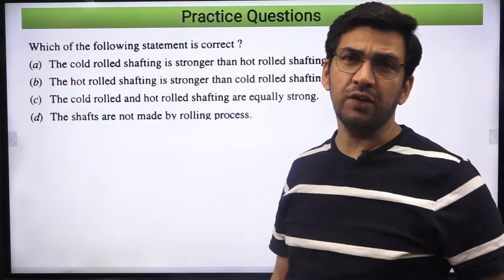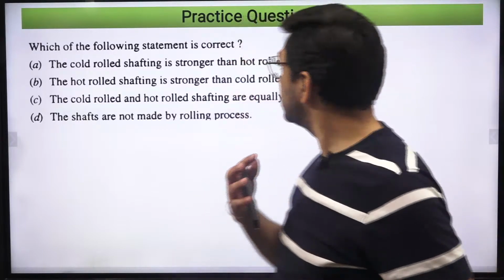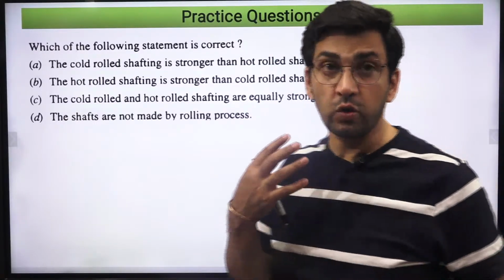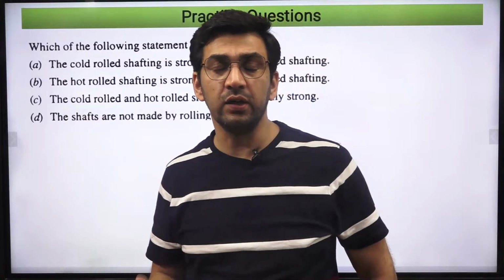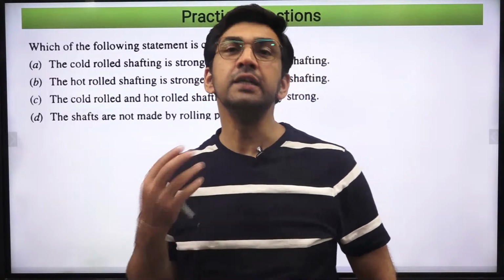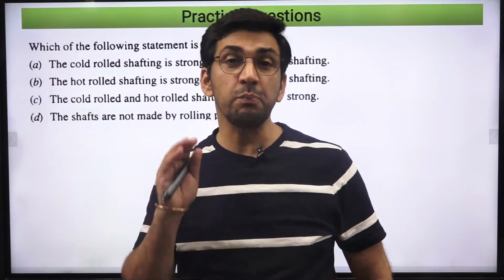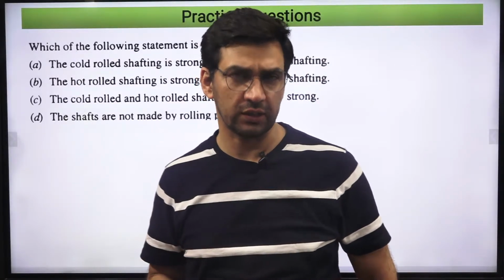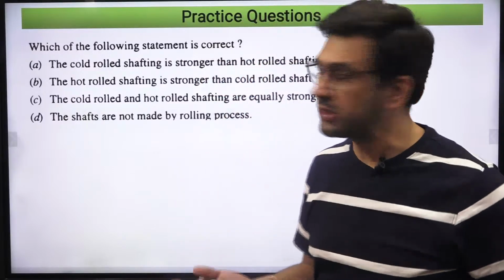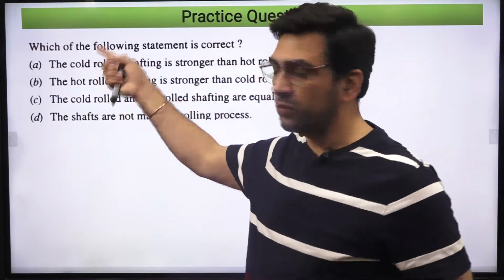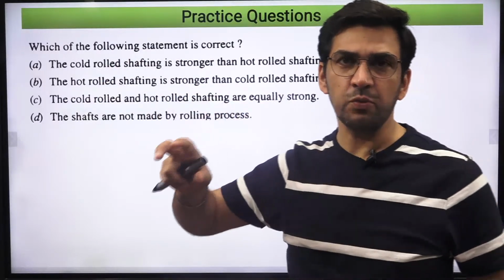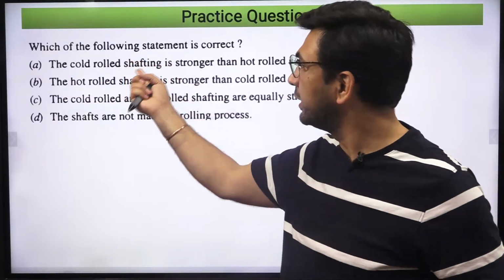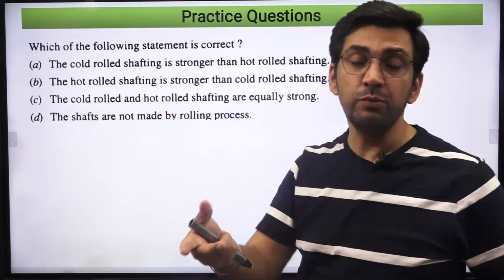When you are having a shaft which is hot rolled or cold rolled, cold rolling or cold working is done to increase the strength of the material, to enhance the properties of the material, particularly strength. Right? So obviously you can understand. If we are making the shaft through cold rolling, then obviously we can say its strength will be more than hot rolled.